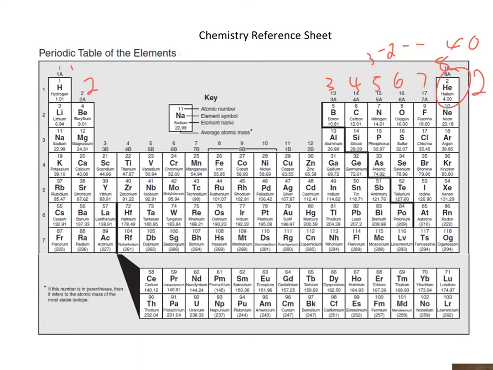Some of the ones at the bottom are metals, but they'll have a Roman numeral. We'll learn about that later. The only one I want you to worry about here in column 3 is aluminum. It does like to lose those 3 electrons, so Al is going to be 3 plus. Zinc is going to be 2 plus, and silver is going to be 1 plus. So these 3 you just have to know.